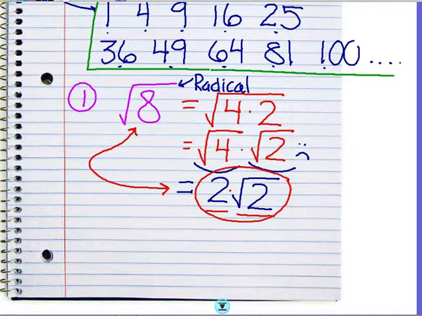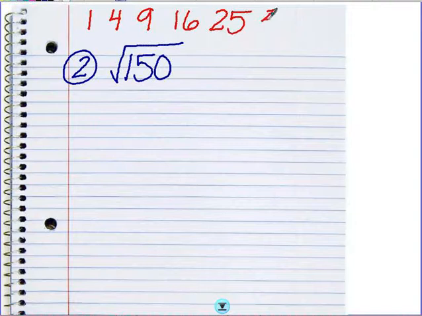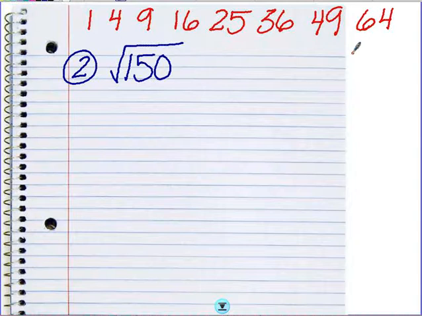Okay, I'm going to change pages so I don't run out of room with the next example. Here's the next one. The next one we are going to simplify is the square root of 150. So, when you switch pages, you may want to do this. I'm going to do this really quick. I'm going to write a list of all the perfect squares up here, or as many as I can fit in one row.